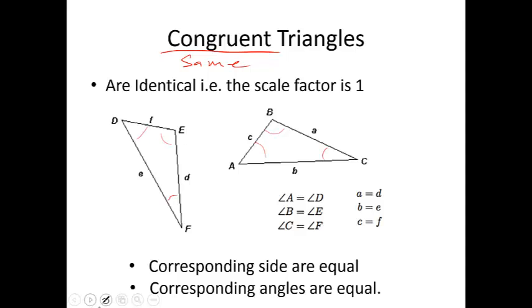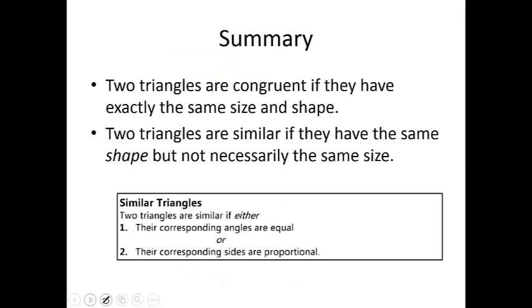Now, in summary, here's all the stuff you want to make sure you have written down. Two triangles are congruent if they have exactly the same size and shape. Two triangles are similar if they have the same shape but not necessarily the same size. And if we want to test whether or not two triangles are similar, we just test whether or not their corresponding angles are equal, and whether or not their corresponding sides are proportional.